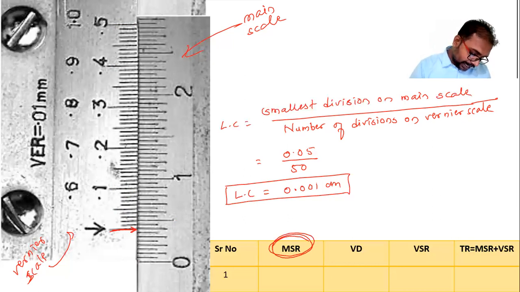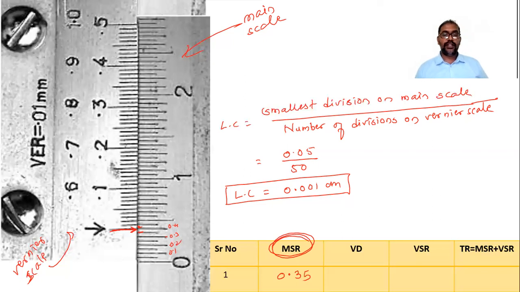You can see here, it touches between this and this. Here you can say this is 0.1, this is 0.2, 0.3, and this is 0.4. One line before 0.4 is what? 0.35. So the main scale reading is 0.35. Listen, it is between 0.35 and 0.4. So it is 0.35, the lower one we have to take.